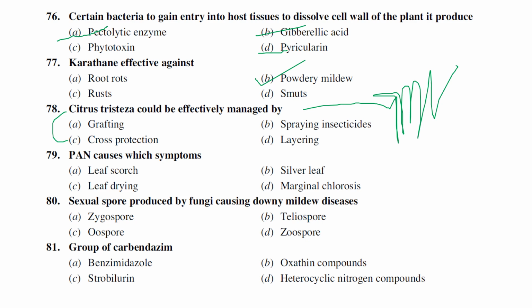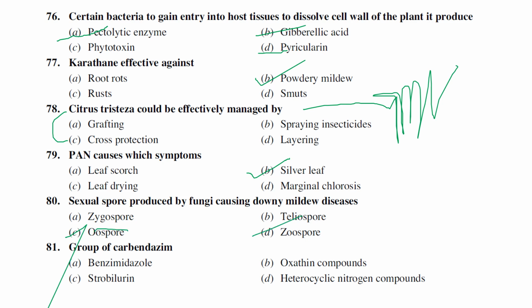So which symptom does pan cause? Pan paraxysalinated, I think we have already discussed. Silver leaf of tomato, right? Sexual spore produced by the fungi causing downy mildew disease. All downy mildews produce sexual spore, which is an oospore. Asexual spores are zoospores. So the answer is oospore.